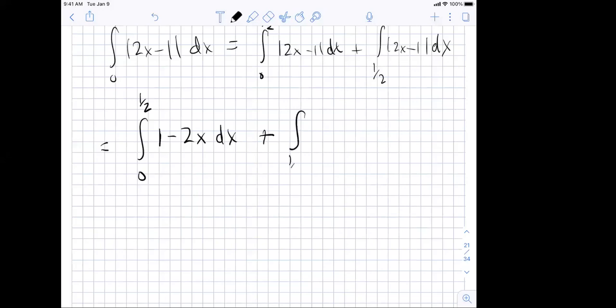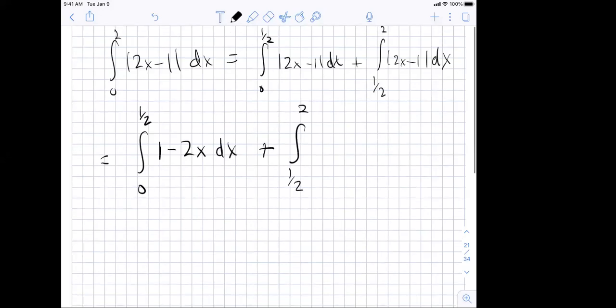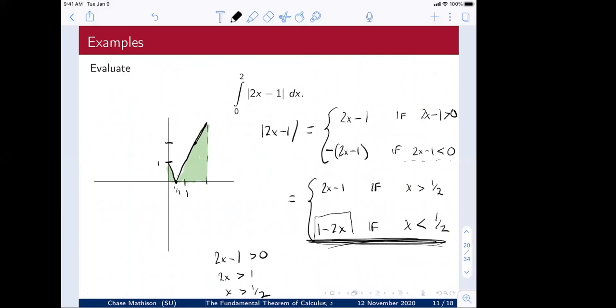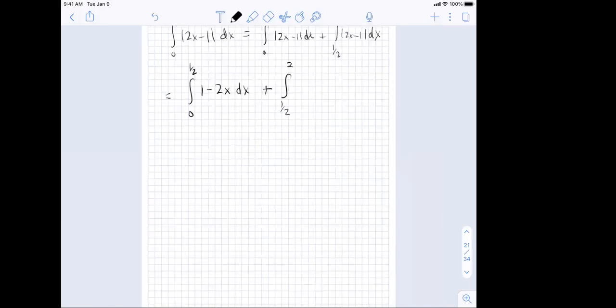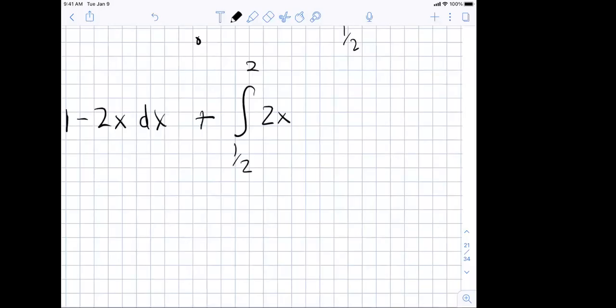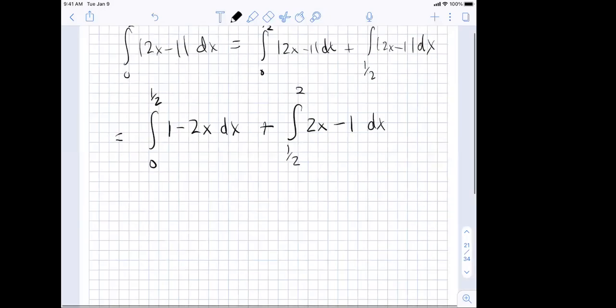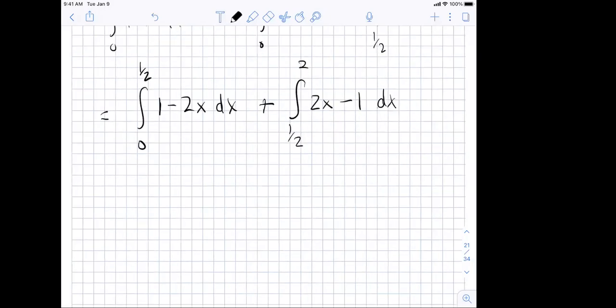Plus. And then the second integral, well, the absolute value of 2x minus 1 on the interval 1/2 to 2, well, now we're looking at this line, right? So the absolute value of 2x minus 1 on that interval is just 2x minus 1. Okay. Questions so far?